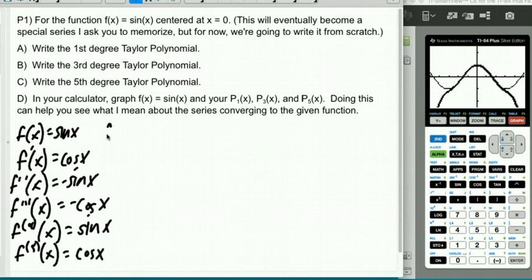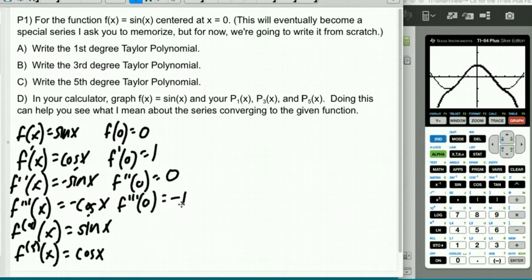So if I wanted f of 0, because I am going to have to plug in the actual values, right? Sine of 0 is 0. Cosine of 0 is 1, sine of 0 is 0, cosine of 0 is a 1, and there's a negative in front of this one, so that's a -1. Sine of 0 is 0, and cosine of 0 is a 1, right?